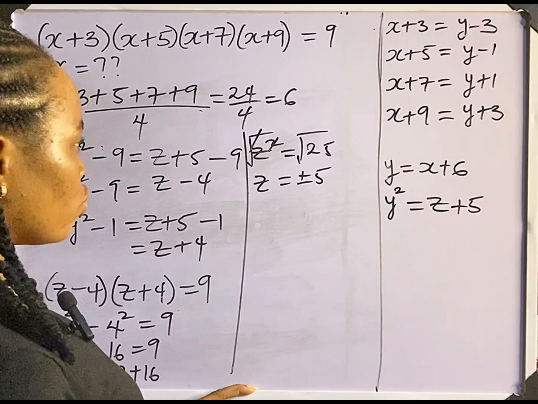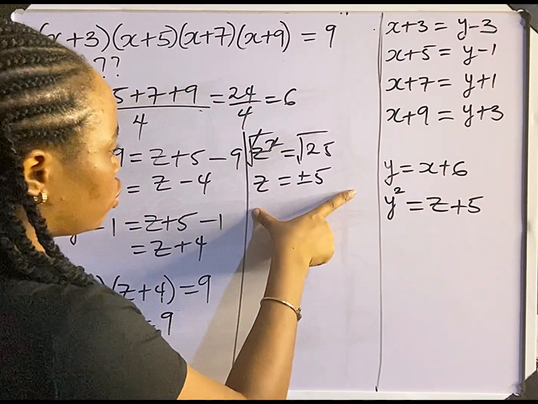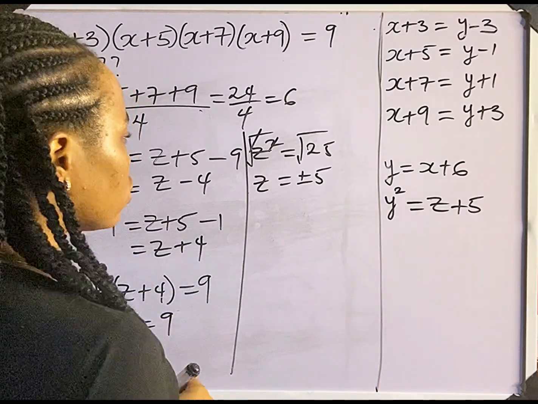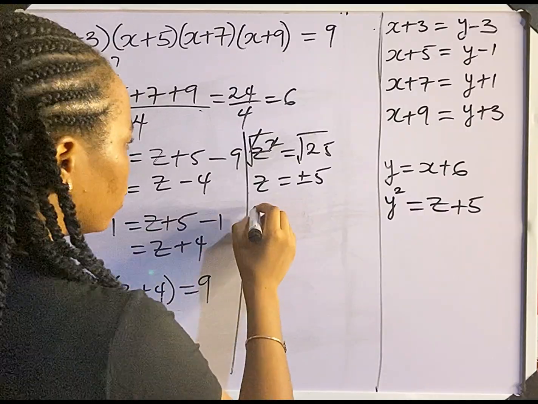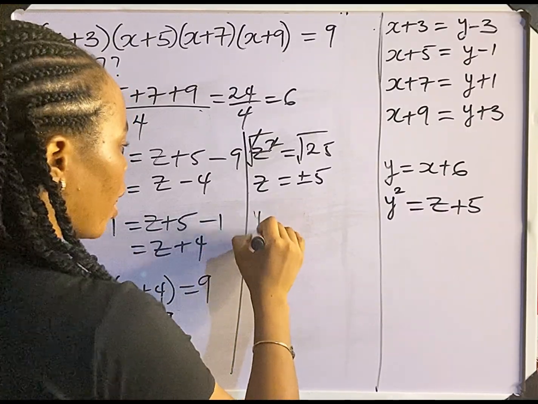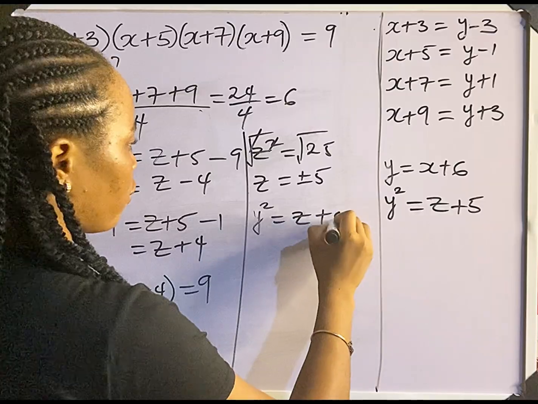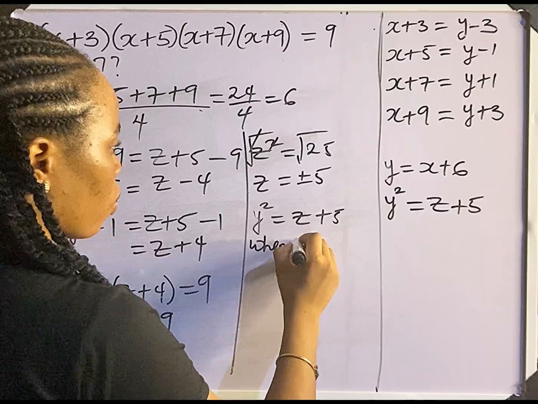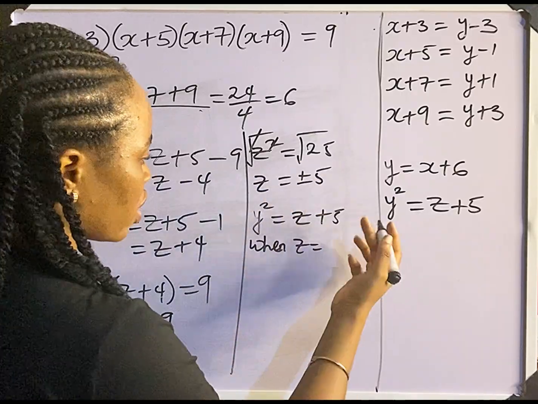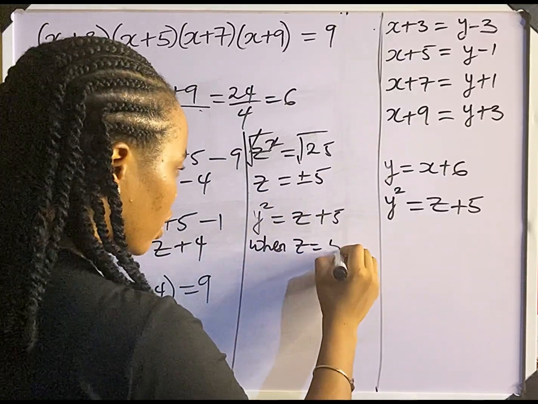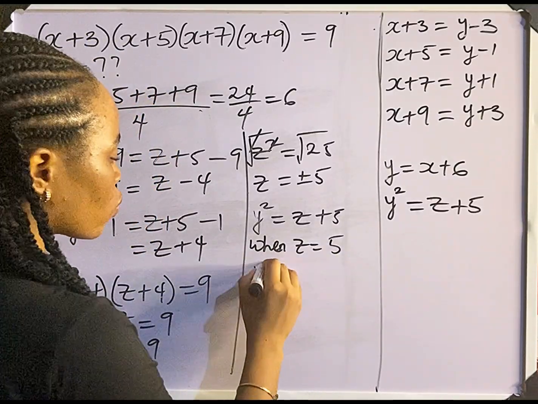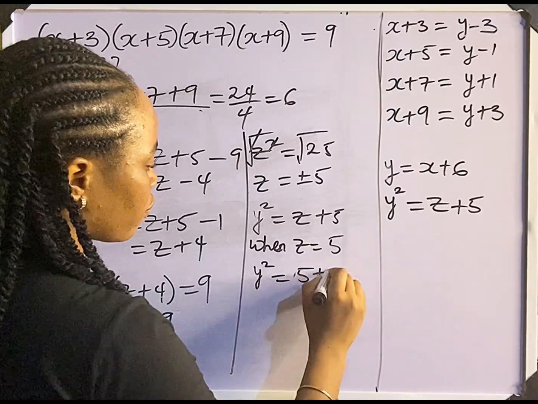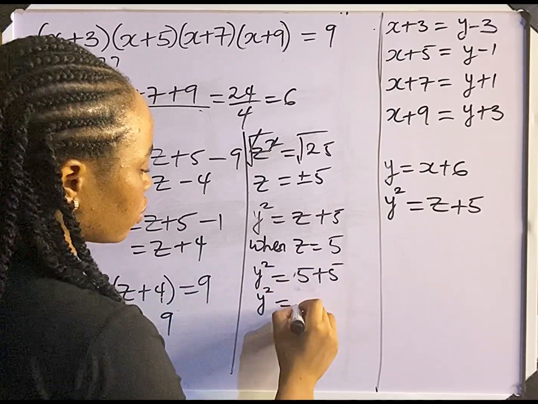So now let's substitute the values of z into this equation to get the values of y. So remember, we have our equation to be y squared equals z plus 5. So when z equals, remember z is plus or minus 5. So when z is plus 5, that's just 5. So we have that y squared equals 5 plus 5. So y squared equals 5 plus 5, that's 10.